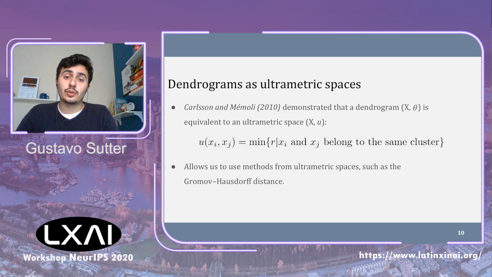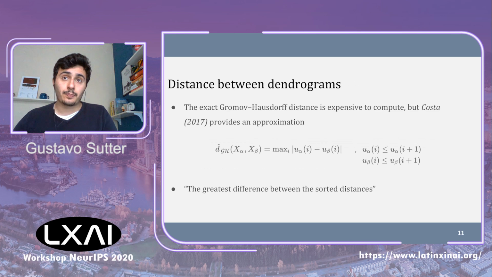And it allows us to use some results from the literature of ultrametric and metric spaces, such as the Gromov-Hausdorff distance, which allows us to compute the divergence, the distance between 2 dendrograms. However, computing this distance in an exact manner is quite expensive. Instead, we use this approximation provided by Costa in 2017, which they used to detect concept drift on data streams.